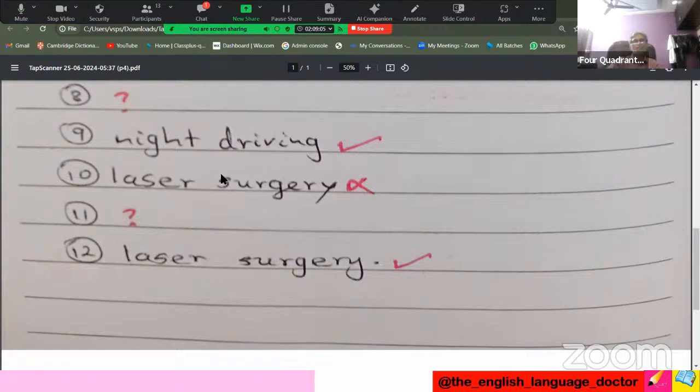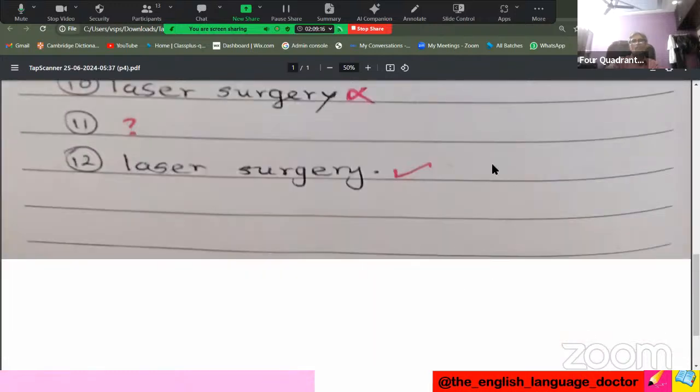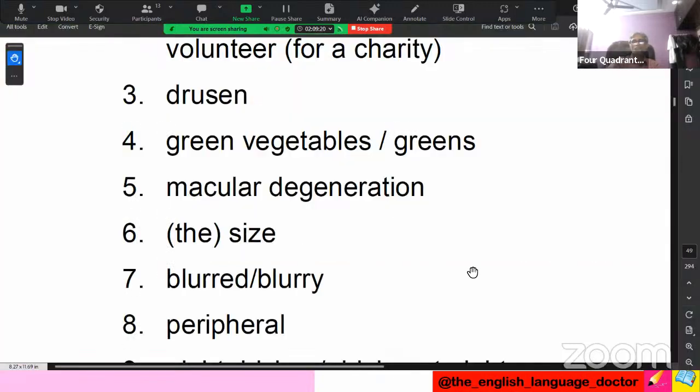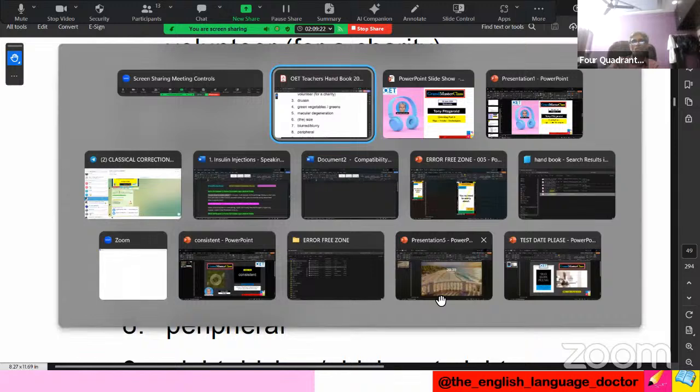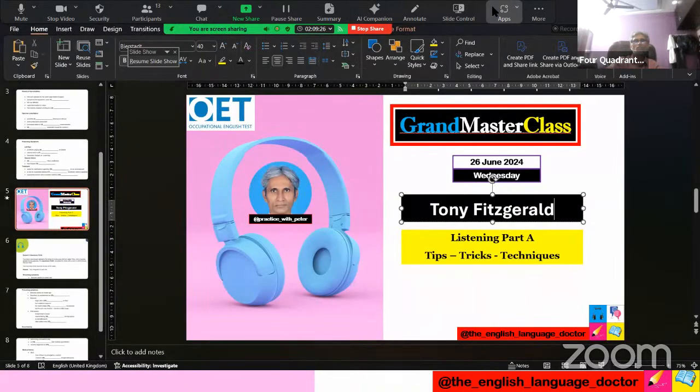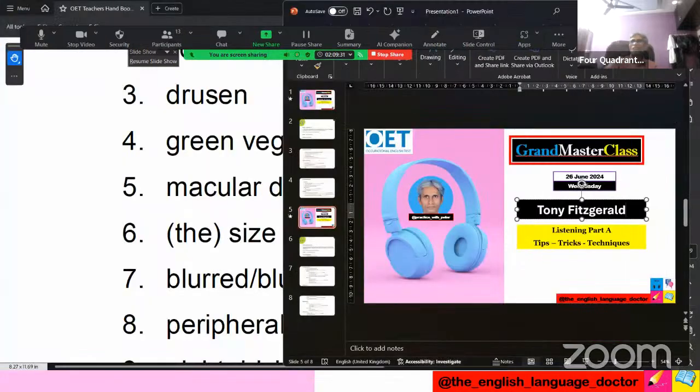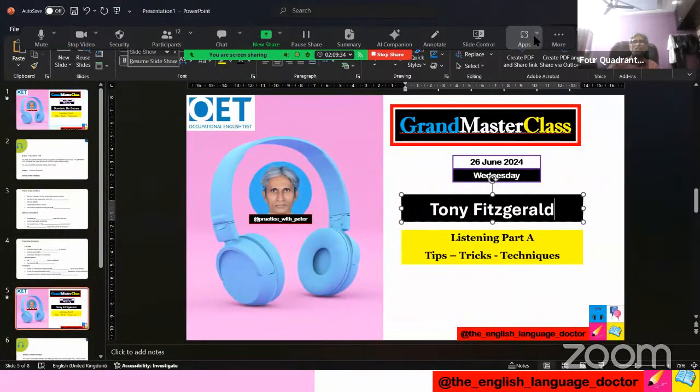Hemanti. Should I teach you ABCD? No problem. I'll teach you. No worries. Laser surgery. What is this? How can I give you marks for this one? Then next step. Did I close the window? Yeah, that's enough.